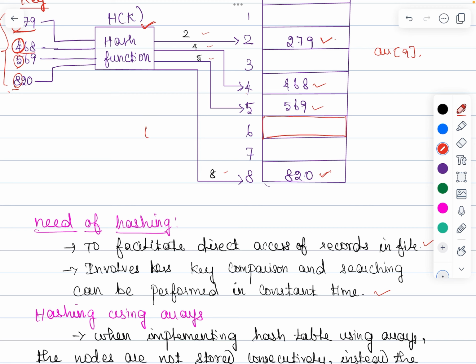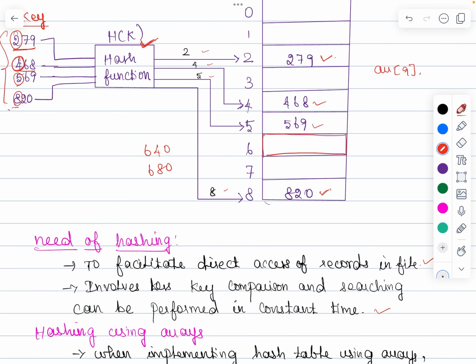For example, I want to store 640 as well as 680. According to my hash function, which extracts the address from the key value itself, the first digit of my key value is going to be my physical address to store the key value. If I want to store these 2 key values, 640 and 680, first I store 640. If I use this hash function, it is going to generate the physical address 6. In the place of 6, I am storing the value 640.